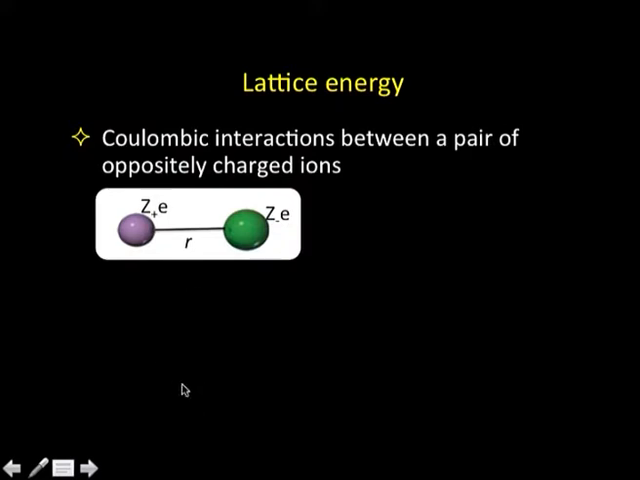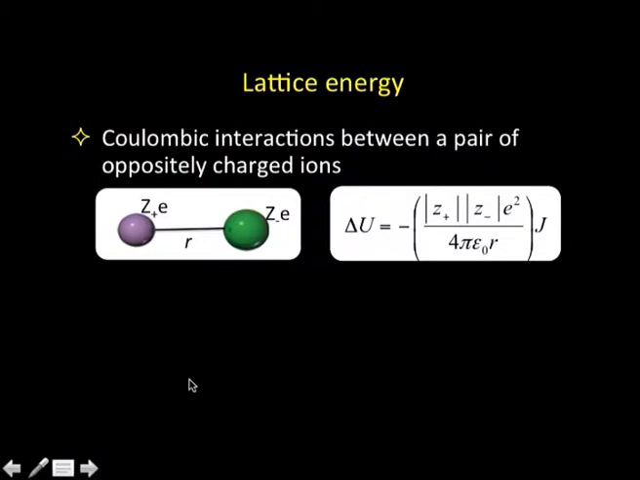So, let us try to work out what the interaction between the two is, and that we know is given by the following expression: delta U, the interaction energy between these two ions, is minus Z plus into Z minus e square by 4 pi epsilon naught r joules. Now, let us understand what it means.